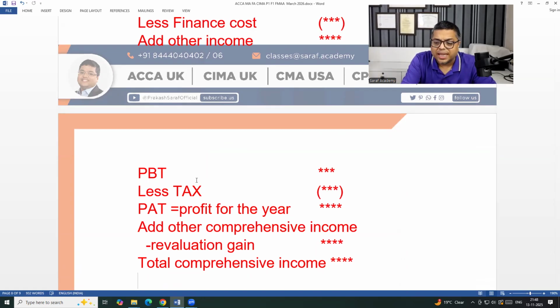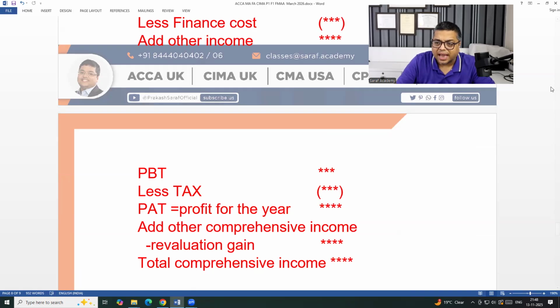From the profit before tax, I will deduct the taxation expenditure. Suppose in Saraf Academy, finance cost is 50 lakh. So 2 crore minus 50 lakh. Other income is 10 lakh. 2 crore minus 50 lakh plus 10 lakh, 1 crore 60 lakh. On 1 crore 60 lakh, 30 lakh tax. So 1 crore 60 lakh minus 30 lakh. My income after tax is 1 crore 30 lakh. After paying tax, suppose my net income is 1 crore 30 lakh.